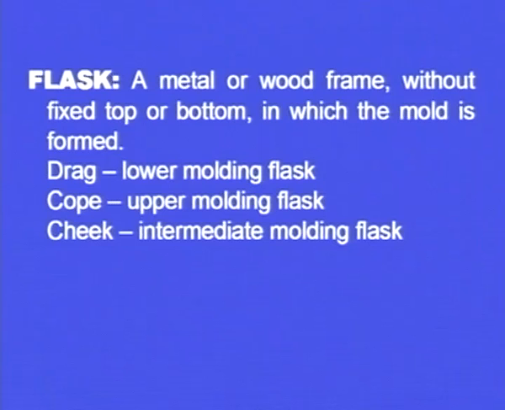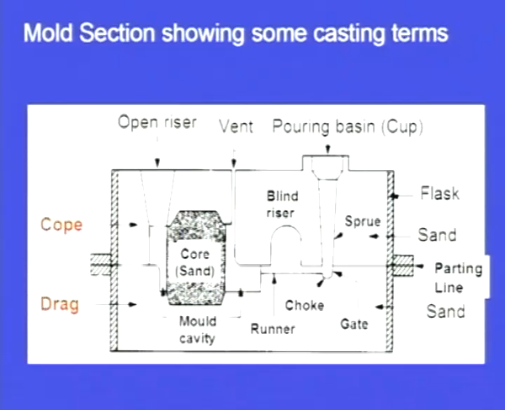So, here we can see this is a sand mold, and here we can see outside this is the cope and this is the drag. Here we can see 2 molding flasks. So, this is the cope and this is the drag, and inside these boxes the sand.